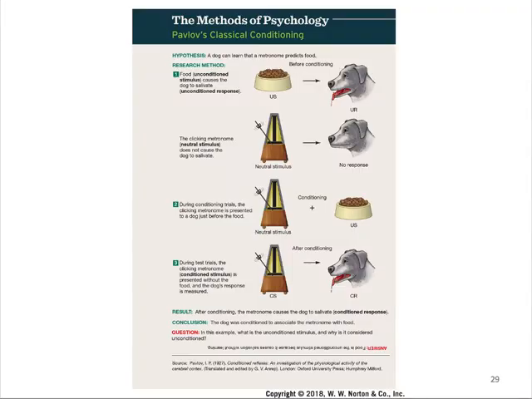Here's a graphic from the book that lays out the experiment. You see the food elicits the salivation. Then you pair the food with the metronome. Then you present only the metronome and the dog salivates over the metronome.